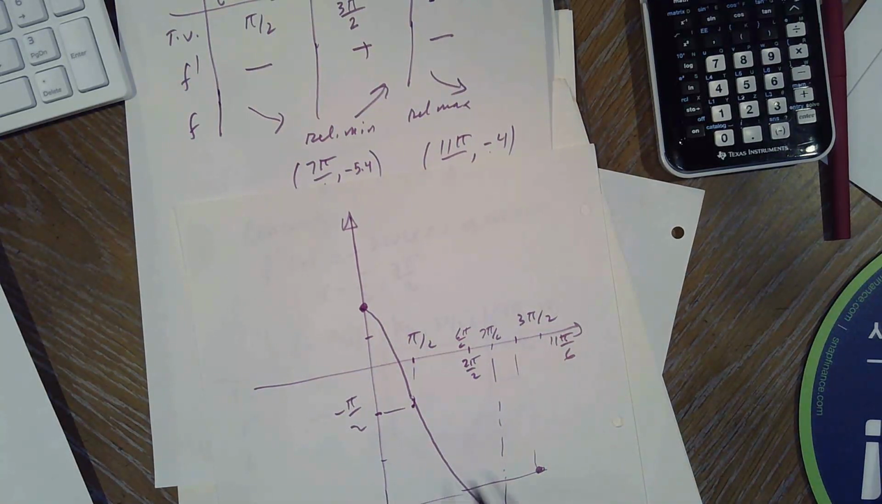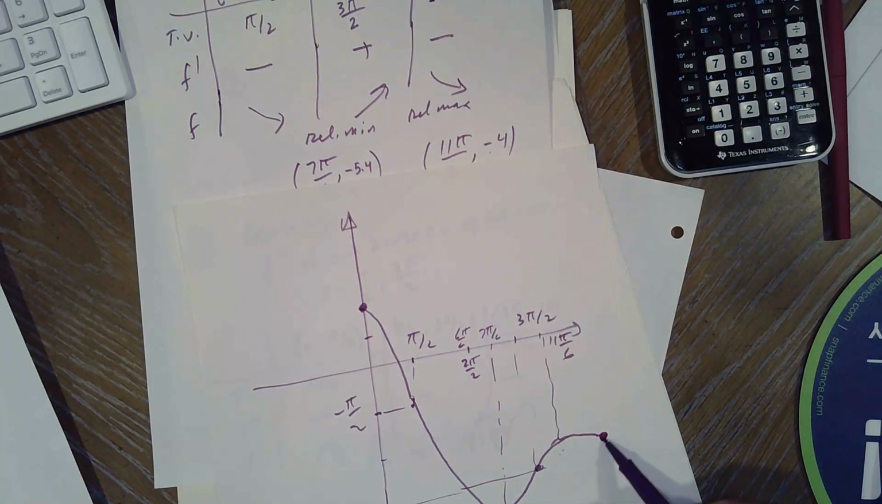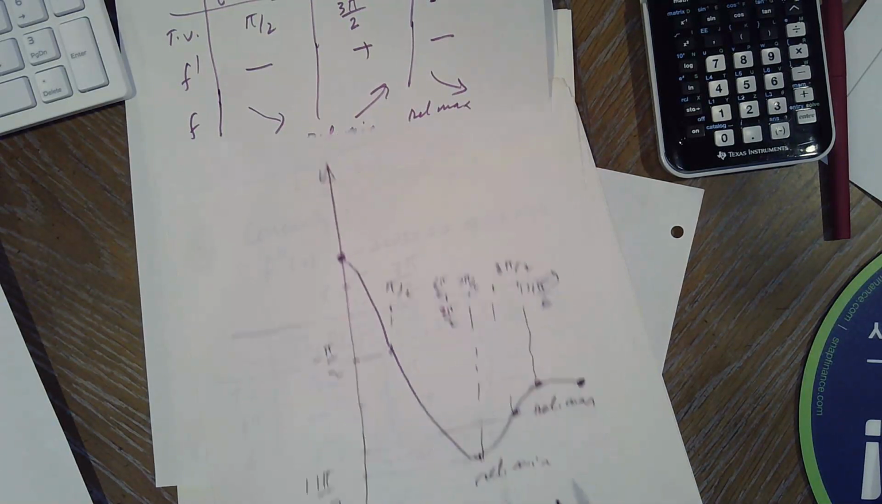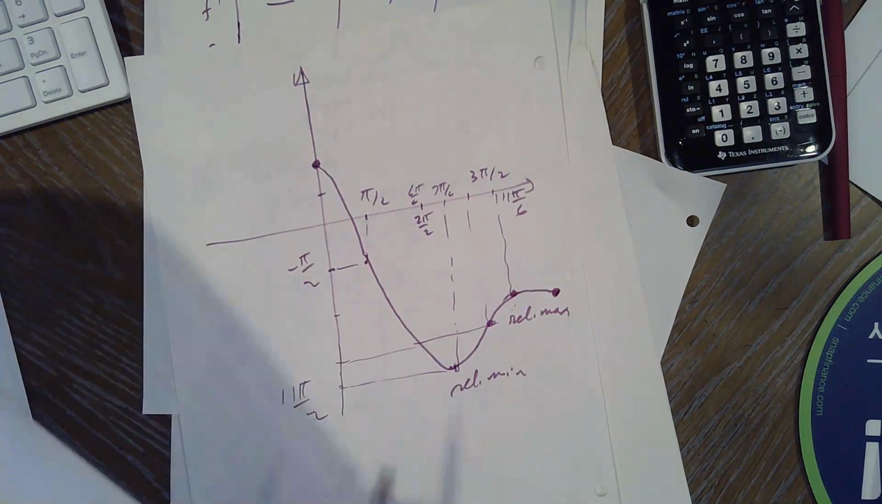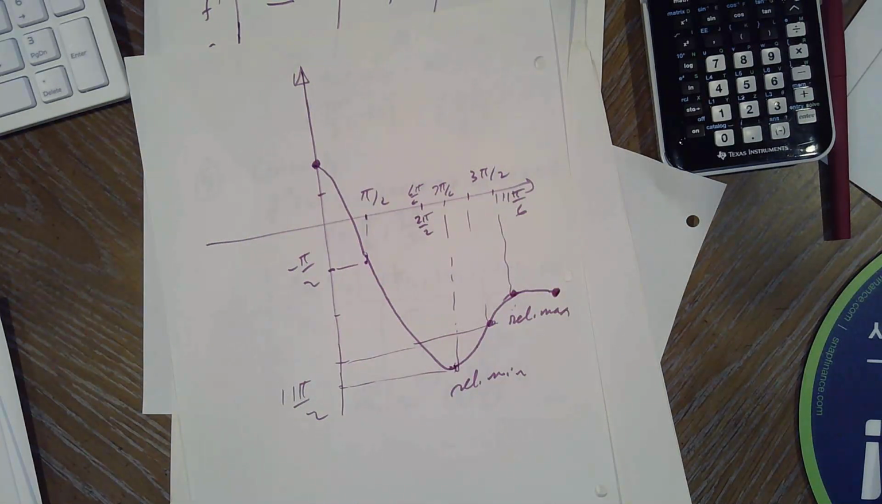Negative 4, and then it stops at 2 pi. So this is the relative max, this is the relative min. Sure, you can do that. Okay, and that's it for 4.5 and 4.6. Next is going to be optimization, which is 4.7.